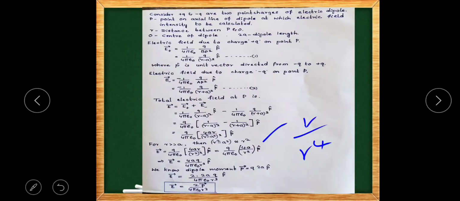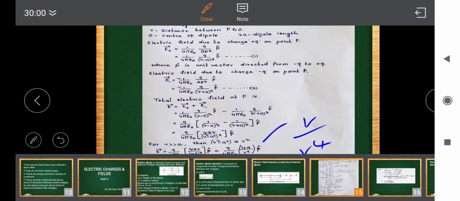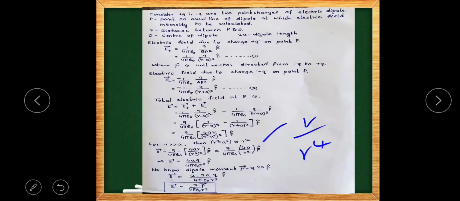Here, rearrange the terms. 4aq can be written as 2 into 2aq into p cap. So 2aq into p cap can be replaced by vector p. Hence the expression becomes vector E equal to 2p divided by 4 pi epsilon naught r cube. So this is the final expression. This is important from the exam point of view.